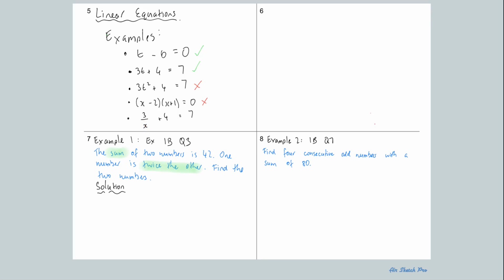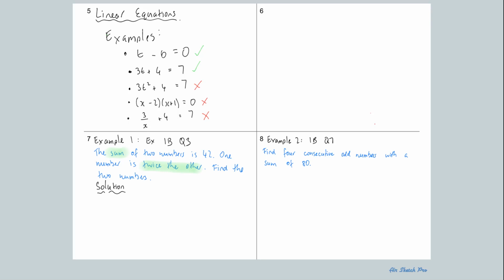So you might remember from your index laws work that if you have a variable or a number on the bottom, that's actually raised to a negative power, so that's actually x to the power of -1. So this is also not an example of a linear equation, but the top two are. So let's go have a look at a couple of examples. I'm just going to demonstrate the whole modeling of the problem.